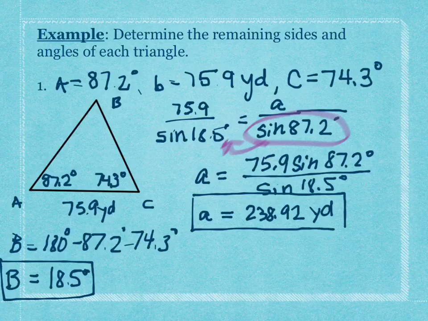So there's side A. And I need to find one more side, right? So I do the same thing again. Do I have a blank slide here? Of course not. All right, so I'm going to have that same 75.9 over sine of 18.5 degrees.